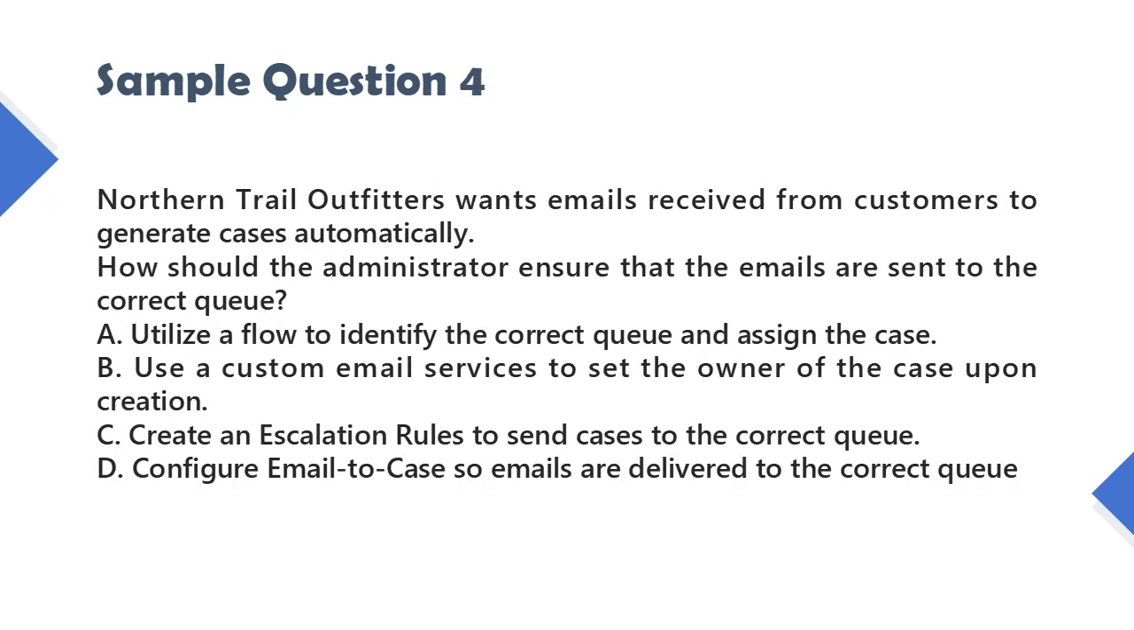Sample Question 4. Northern Trail Outfitters wants emails received from customers to generate cases automatically. How should the administrator ensure that the emails are sent to the correct queue? A. Utilize a flow to identify the correct queue and assign the case. B. Use a custom email service to set the owner of the case upon creation. C. Create an escalation rule to send cases to the correct queue. D. Configure email to case so emails are delivered to the correct queue.